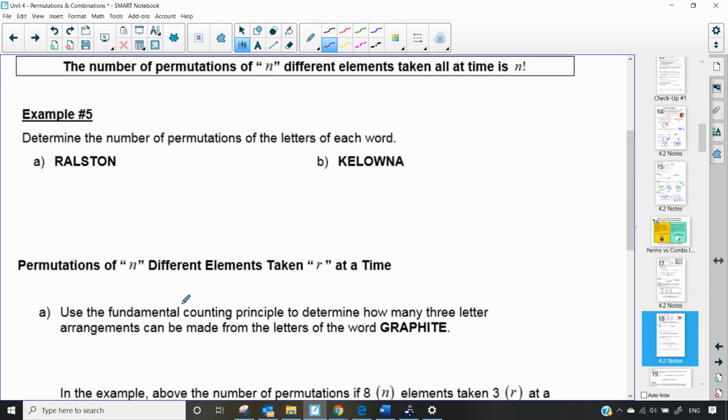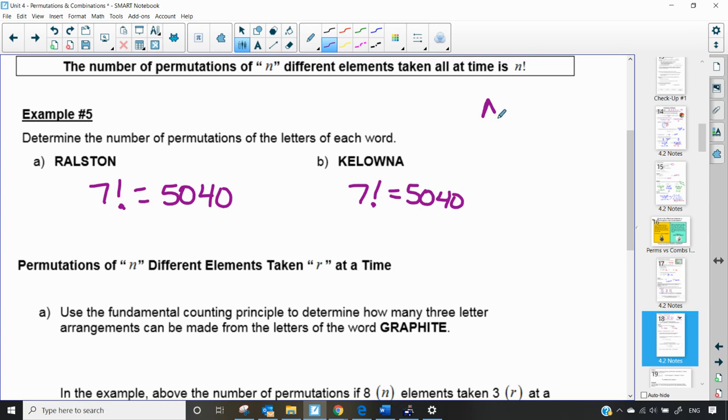So here's some examples. Ralston. If we want to take the letters in the word Ralston and rearrange them to make a new word, we could write this out using the fundamental counting principle. We can also write it out using factorial notation. We'd have 1, 2, 3, 4, 5, 6, 7 letters. So this would be 7 factorial. If you remember from your calculator, that means you go math, left to probability, and then 4 factorial. So 7 factorial will be 5,040. If I was looking at rearranging the letters in Kelowna, if I count those up, those are also 7. So 7 factorial. It's 5,040.